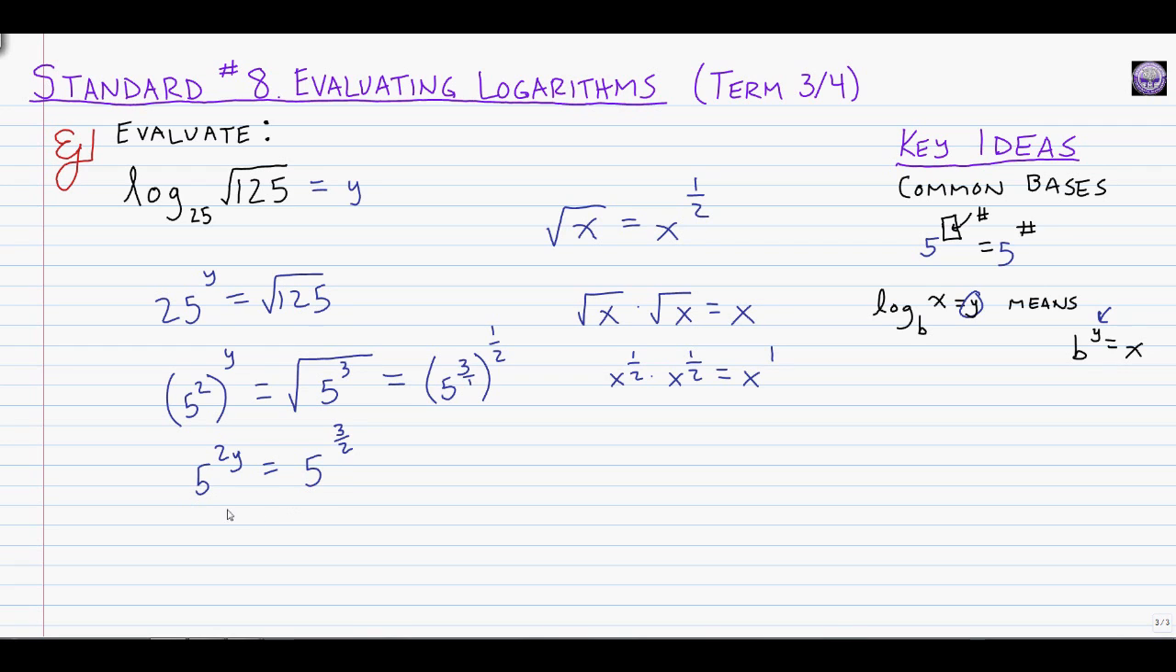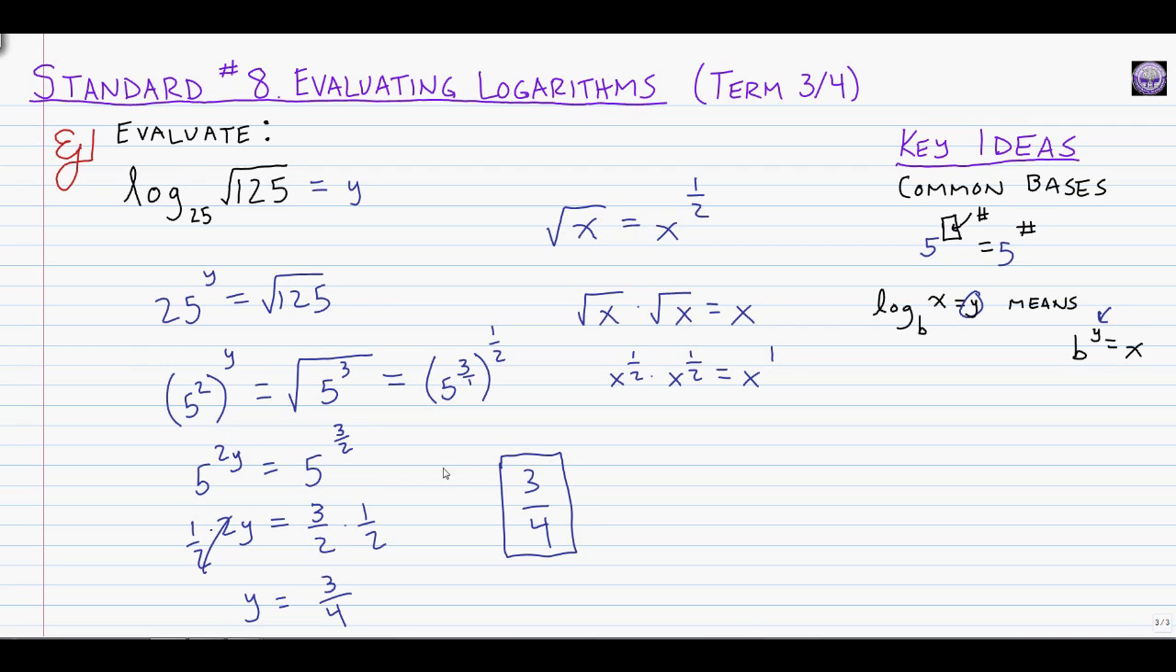Same base, same base. That means the exponents are equal. 2y has to equal 3 over 2. And what I'm going to do to get y alone is divide both sides by 2. Or, in this case, since we got a fraction on the other side, it might be a little clearer to think of it as multiplying both sides by 1/2. That way we'll still make a 1 with the 2's. We'll get y alone. And on the right side, we'll have multiplying across. 3 times 1 is 3. 2 times 2 is 4. And in fact, the value of our logarithm, log base 25 of 125, is 3 over 4.